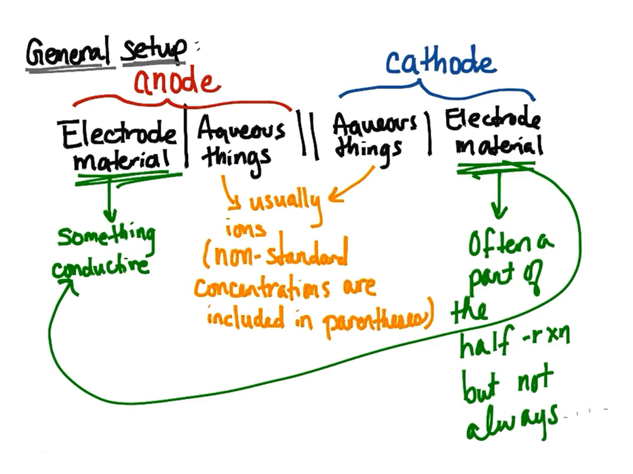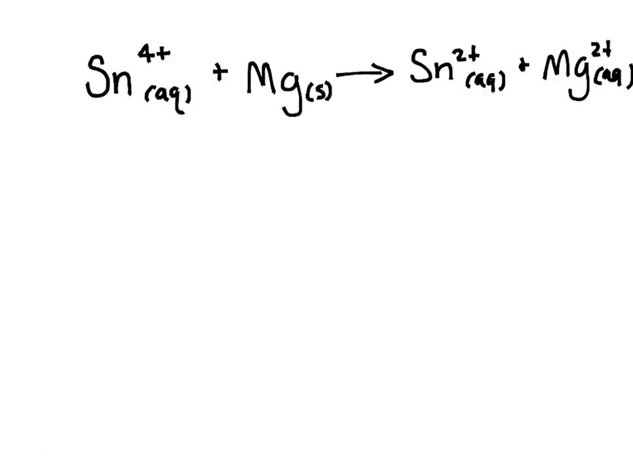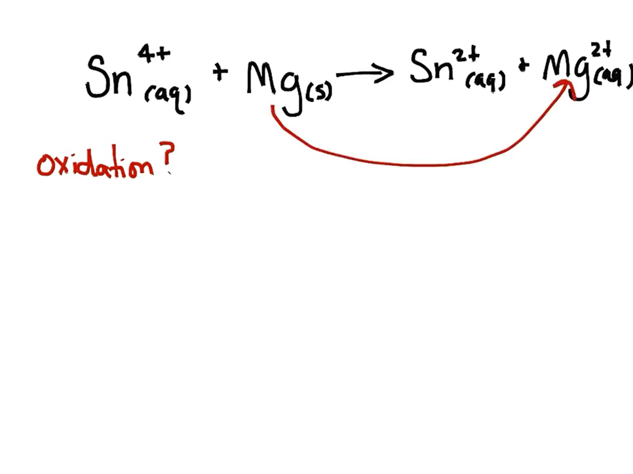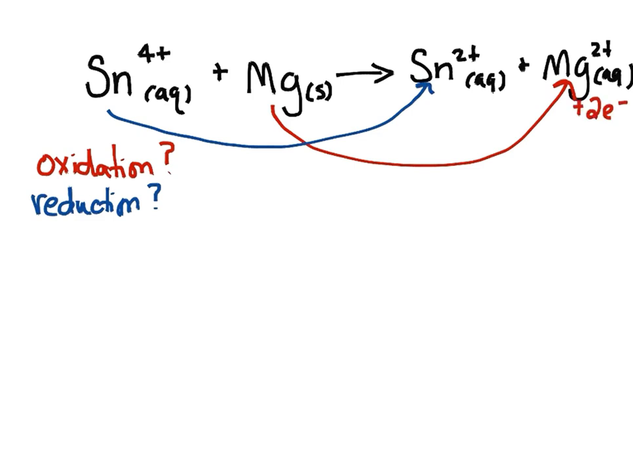Now, this something conductive is often part of the half reaction, but it is not always part of the half reaction. So, for example, here we have MnO4 being reduced to MnO2. That is the cathode or reduction half reaction. We have magnesium solid being oxidized to magnesium 2 plus. So the oxidation is the magnesium. The reduction half reaction would be MnO4 going to MnO2. And of course there's 2 electrons involved in the transfer. MnO4 must gain 2 electrons, and it takes them from magnesium.